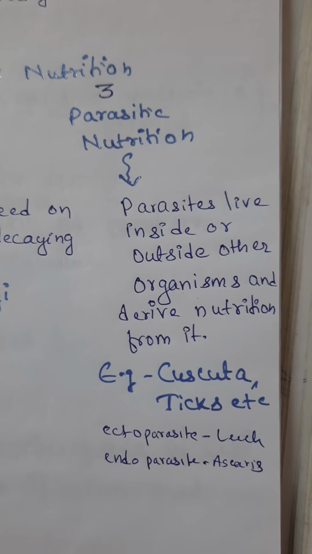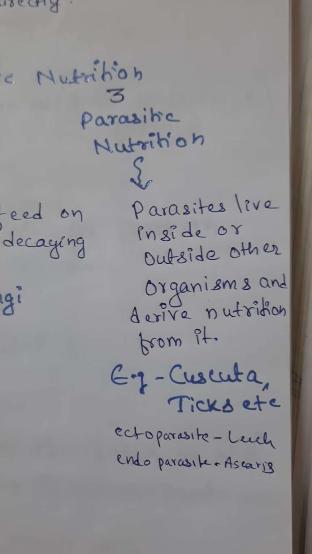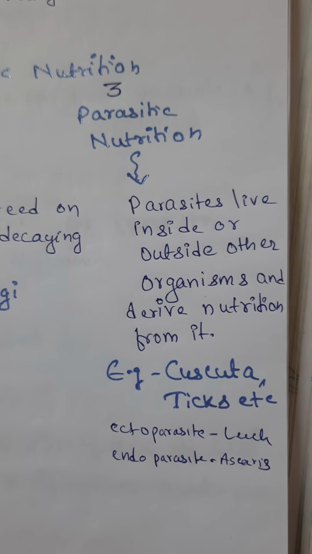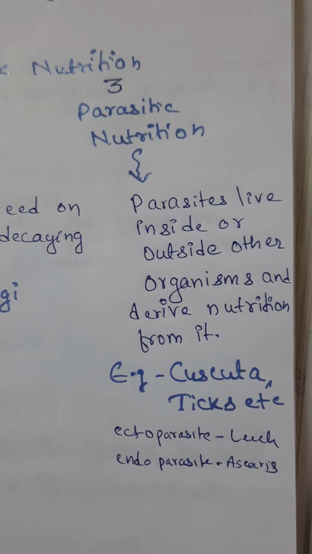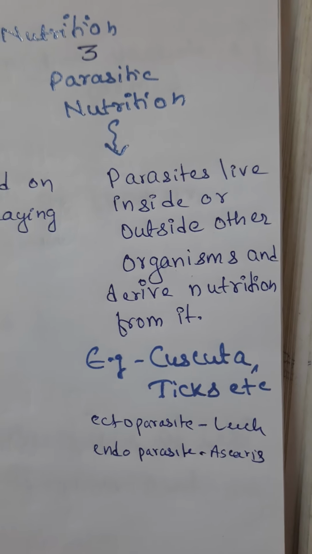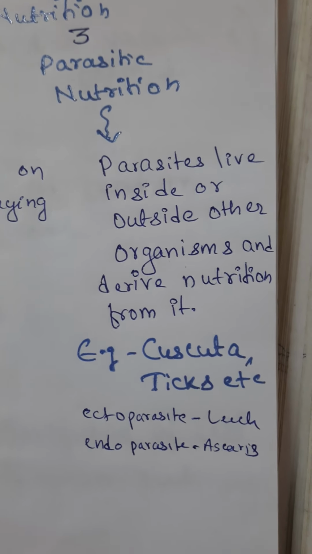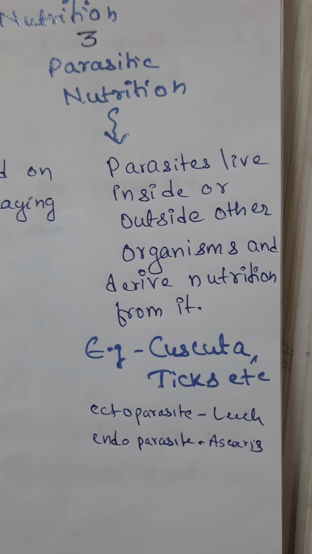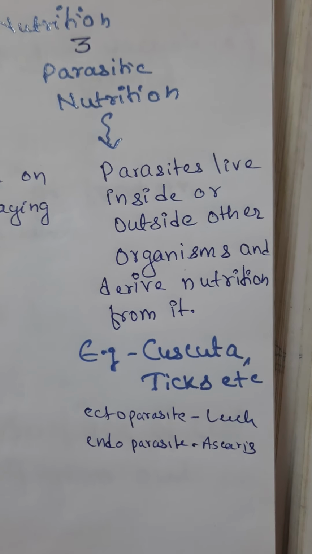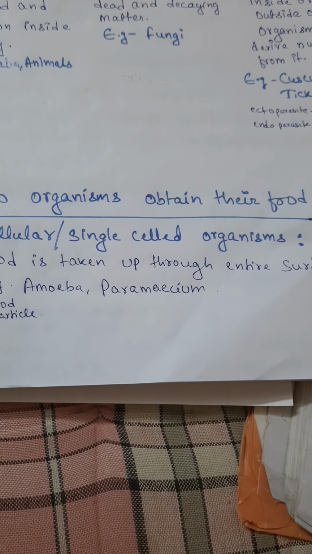And other examples are tick, lice, which you can find in your hair, leech, and also the worms which we find inside our body, called ascaris. Now this parasitic nutrition is of two types: ectoparasites and endoparasites. Ectoparasites live outside the host, like leech, whereas endoparasites live inside the body of the host.